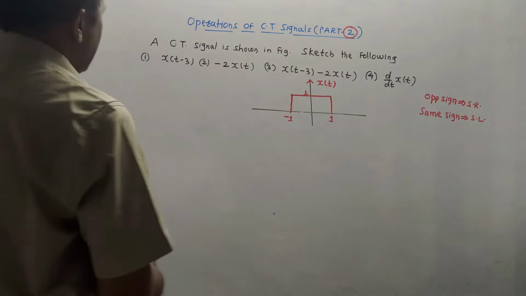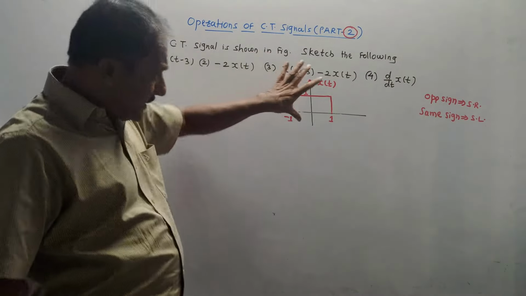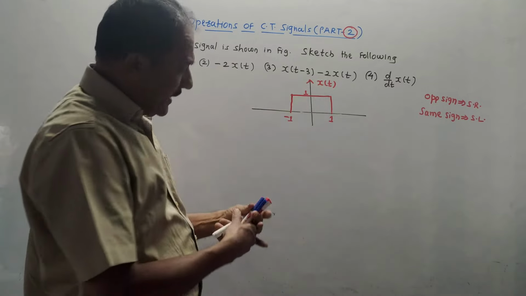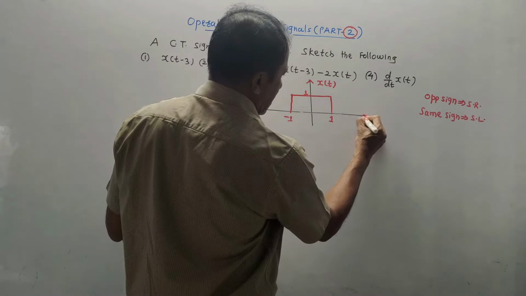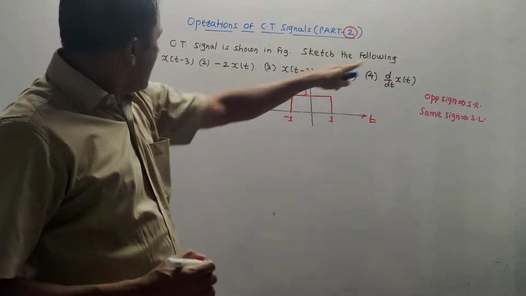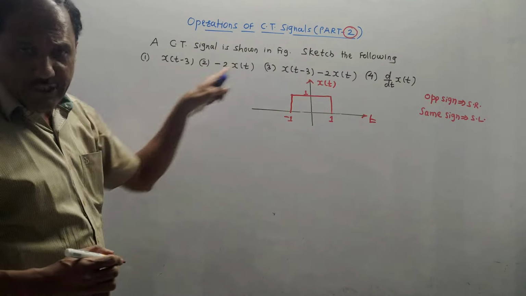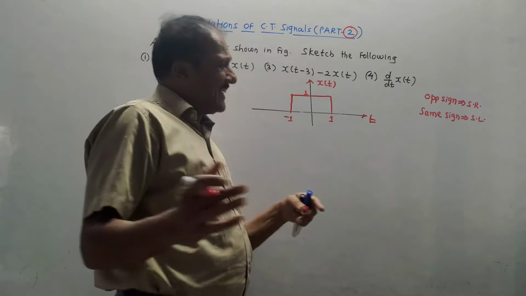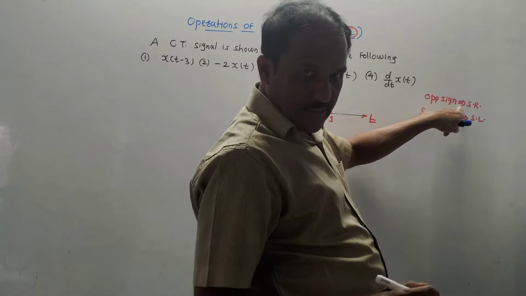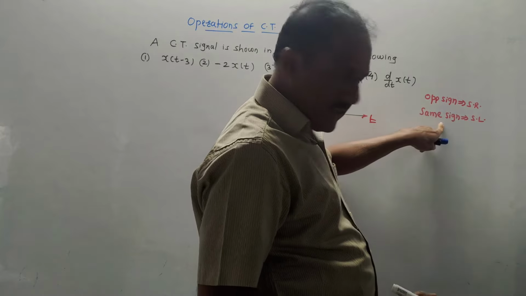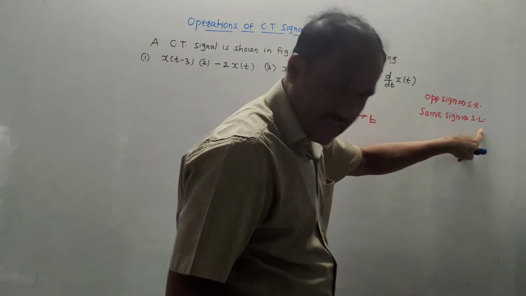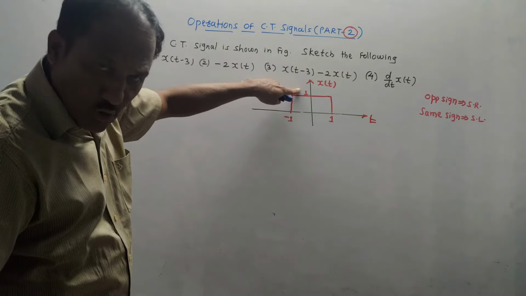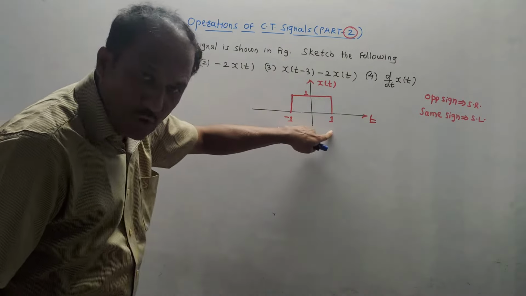The next problem is: a CT signal is shown in the figure. This is the given figure in the question, which indicates signal x of t, and by default on this axis notation will be t. Sketch the following. These are the 4 parts we need to sketch. Let us talk about the first part. Keep in mind the rule remains the same. If inside the bracket opposite sign is there, shift diagram towards right. If inside the bracket same sign is there, shift diagram towards left. The given diagram x of t has amplitude 1 and it is from minus 1 to plus 1.